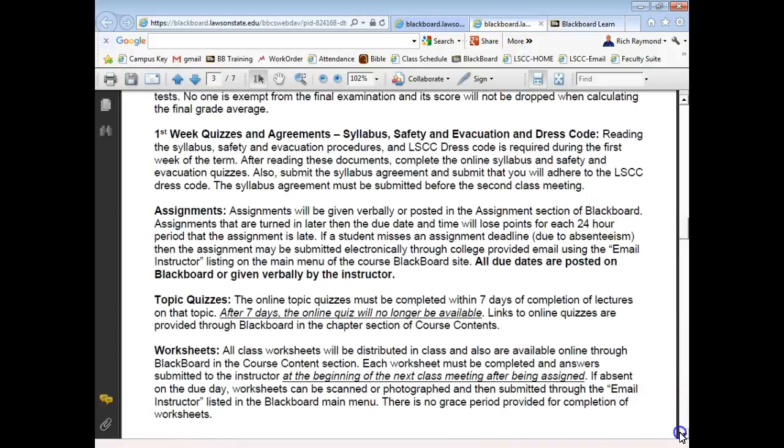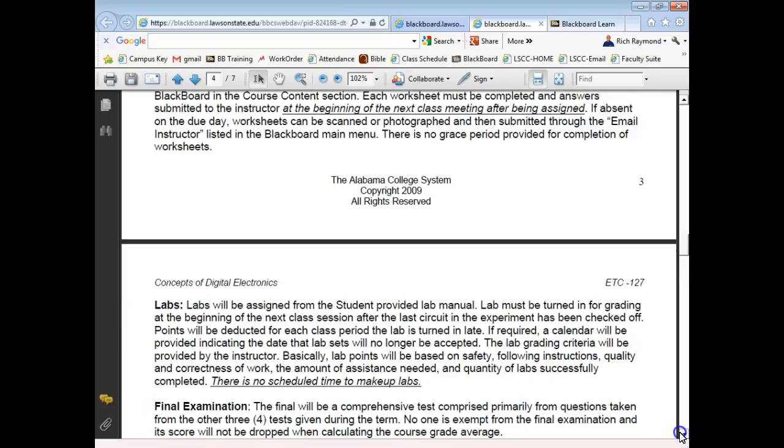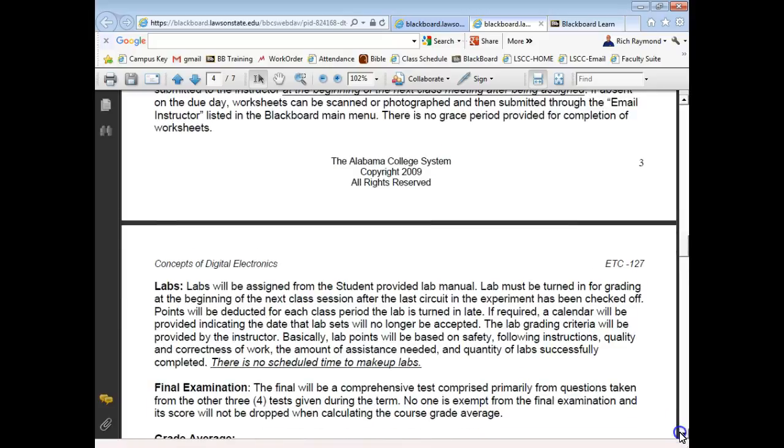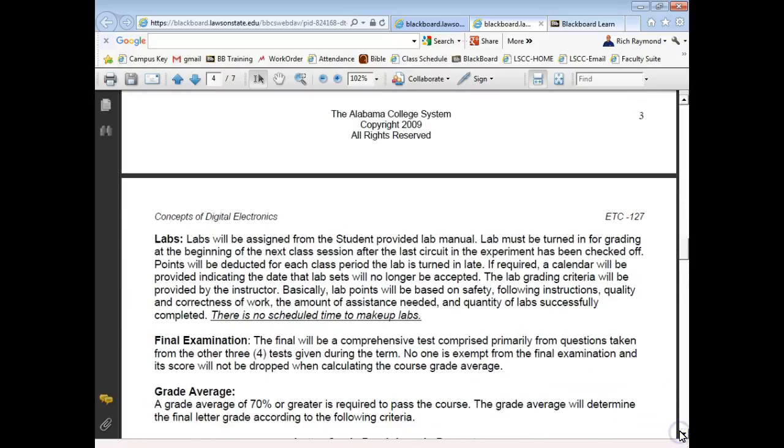Topic quizzes, worksheets, labs. It says student provided lab manual, but I hadn't requested that. So I'll give out the lab manual. Like I said, the lab manual that we've been using went out of print, so we can't get it anymore.